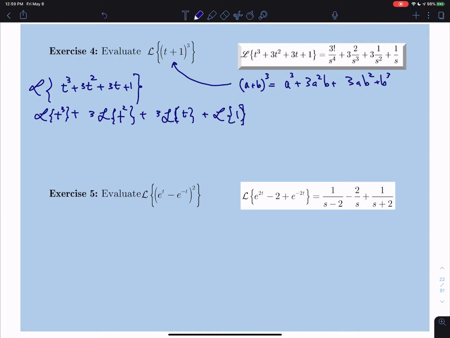Now, here you need to recall the Laplace transform of t to the power of n. See, that's why you need to recall two things. One of them is the binomial. The other one is the Laplace transform of t to the n that we learned, and I asked you to memorize. So Laplace transform of t to the n, if you recall, was n factorial over s to the power of n plus 1.